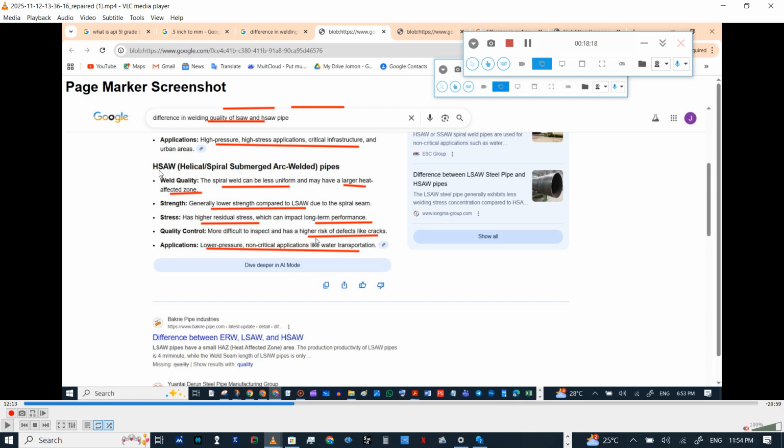In the HSAW, that is helical, the weld quality is less uniform and may have a larger heat affected zone and lower strength compared to LSAW, higher residual stress that can impact long-term performance, and quality control has a higher risk of defects like cracks. Applications are low pressure, non-critical applications like water distribution. So that is the difference in the welding quality of LSAW and HSAW.